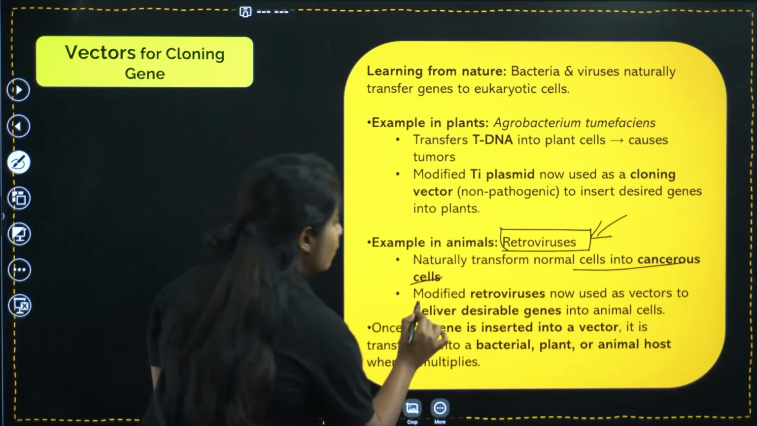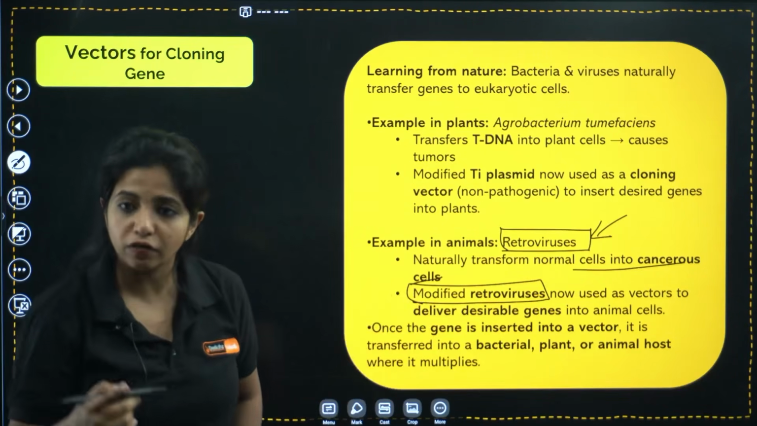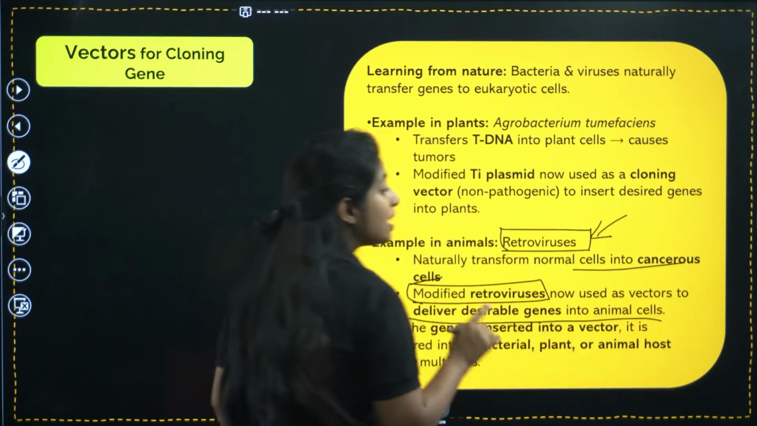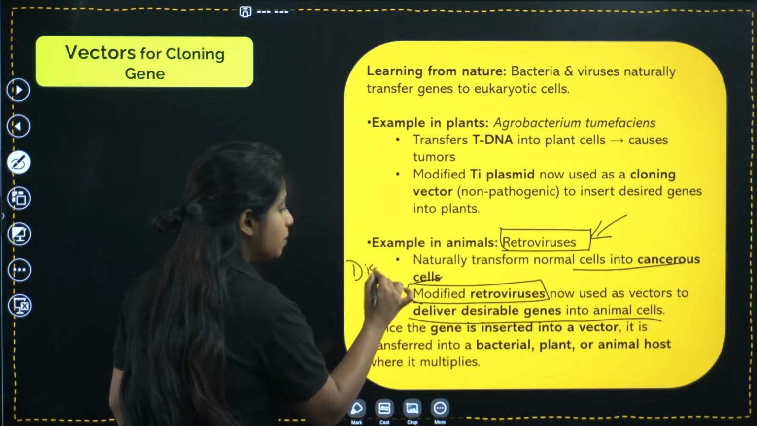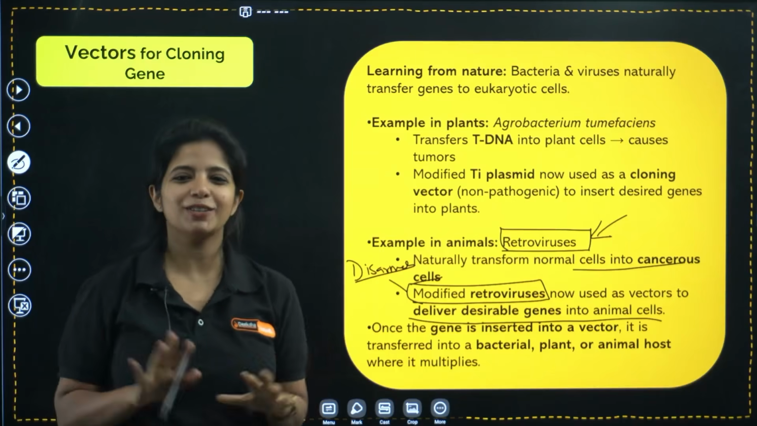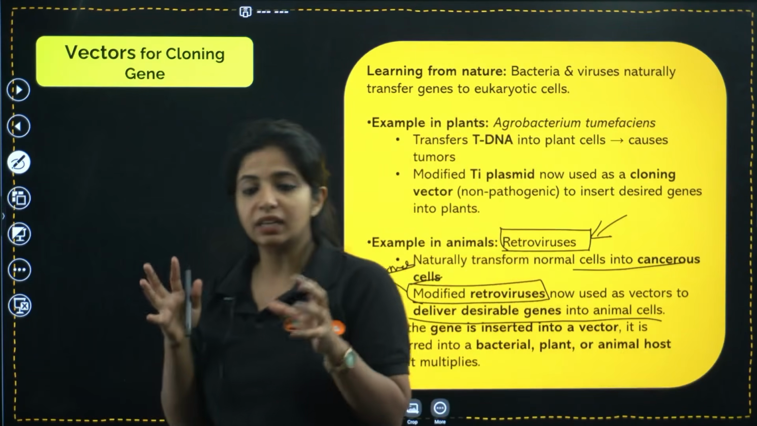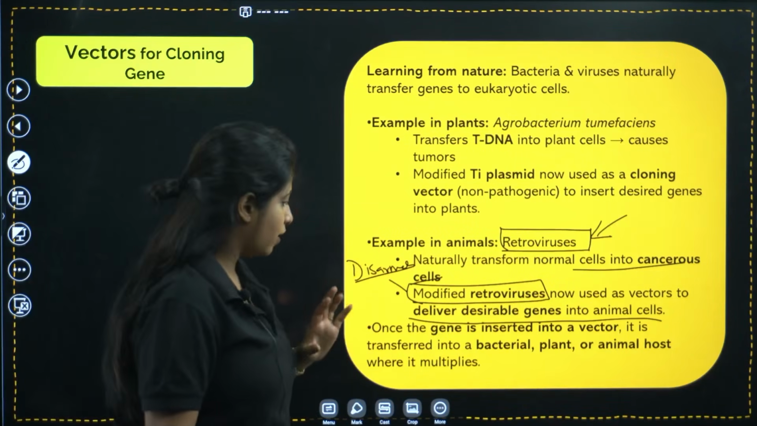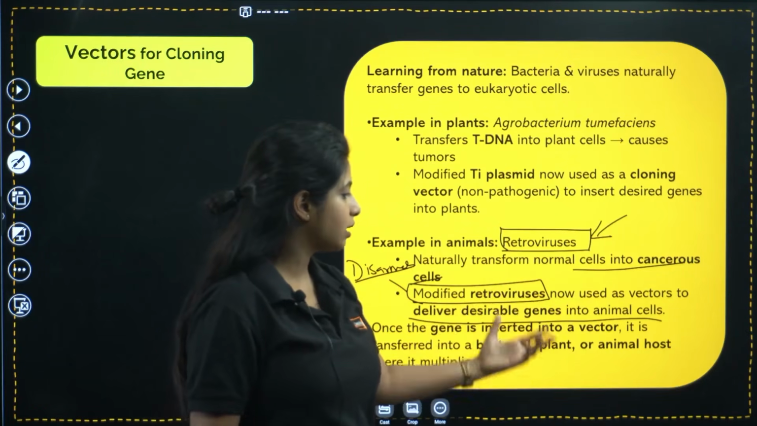So what do we do? We use modified retroviruses, not normal retroviruses, to deliver desirable genes into the animal cells. And also remember, they are disarmed. By disarmed, I mean no sword, nothing like that which can infect us. They are totally disarmed. Any genetic material which can cause us trouble is removed, and it's a modified thing that we have. Once the gene is inserted into the vector, it is transferred into the cell.